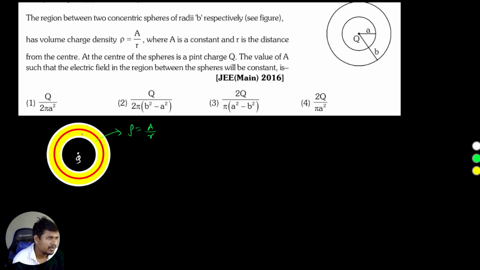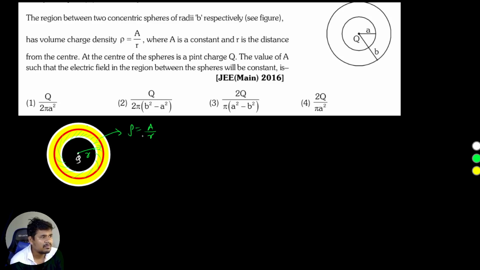Now I will try to find the value of the electric field in this region, at any general position r from here to here, and I will equate it to a constant value. I will say that the electric field there will be constant. I'm just solving it by taking a general case. We want our electric field to be constant in this region.